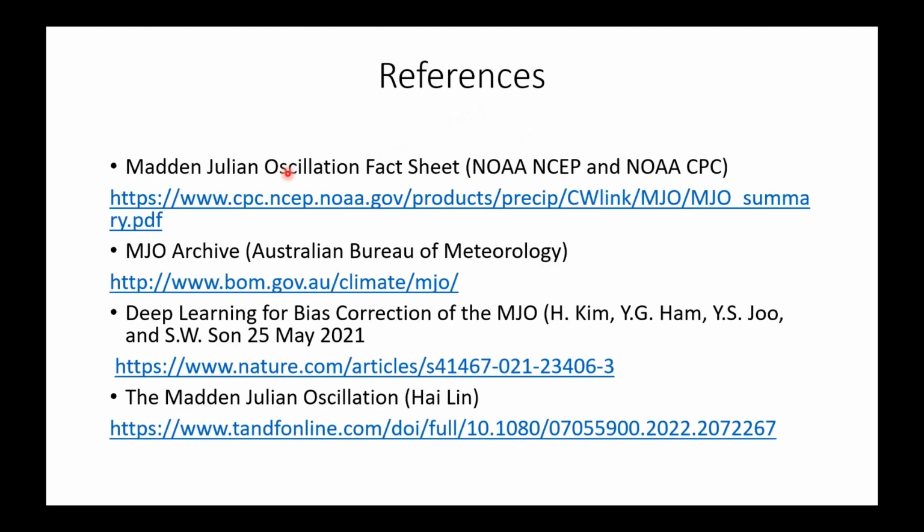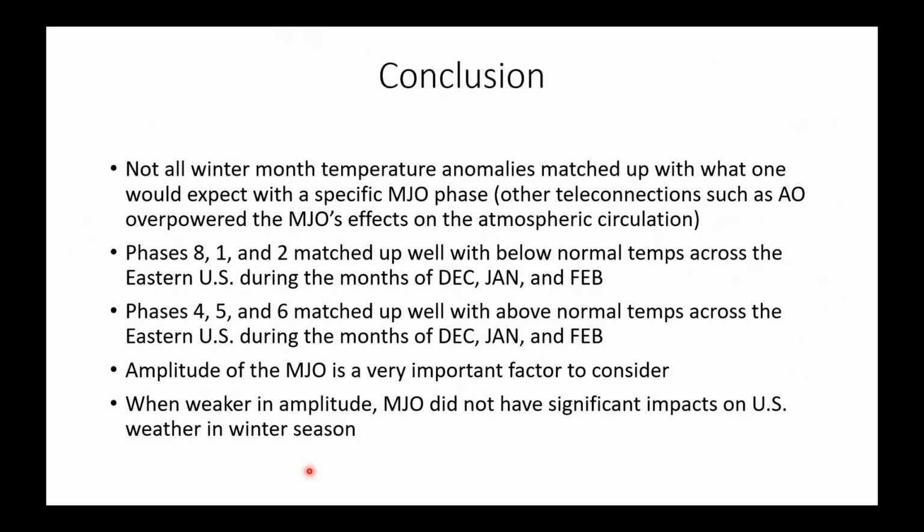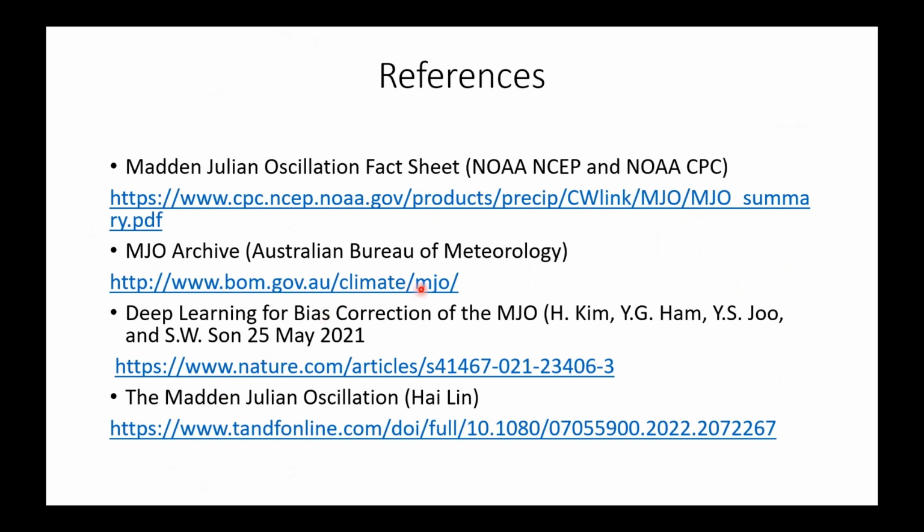Here are the references from tonight's video. I took a look at the Madden-Julian Oscillation fact sheet, which you can find at this link, from NOAA, National Centers for Environmental Prediction, as well as the NOAA Climate Prediction Center. I looked at the MJO archive, courtesy of the Australian Bureau of Meteorology. That was all these diagrams here on the left. I went back and looked at the archive database that the Australian Bureau of Meteorology has available. Also looked at this particular research paper, Deep Learning for Bias Correction of the MJO, H. Kim, Y.G. Ham, Y.S. Ju, and S.W. Sun. That was a paper published in Nature on 25 May 2021. And then I also looked at Hylene, the Madden-Julian Oscillation, this particular research article for this video.